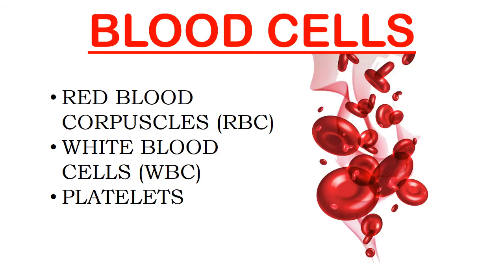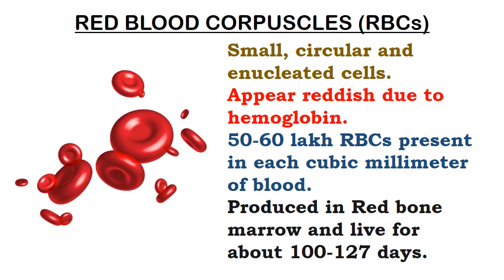Now we will have a look at blood cells. Blood cells include RBC, WBC and platelets. First we will begin with RBCs, that is red blood corpuscles. These are small, circular, enucleated cells, which means they do not have a nucleus or the nucleus is removed from the cell. These cells appear red due to hemoglobin.